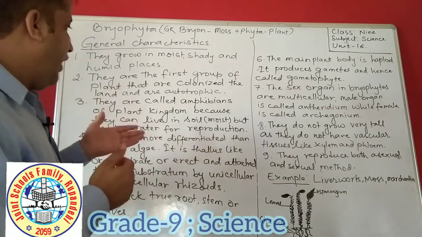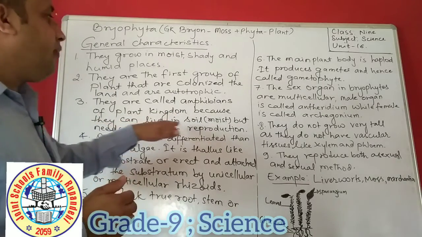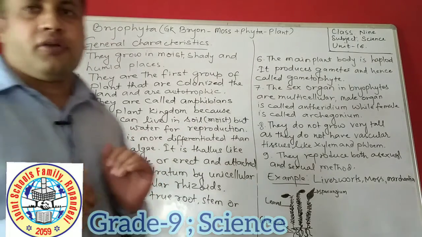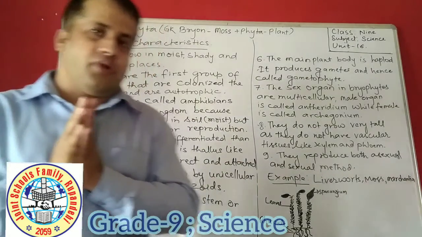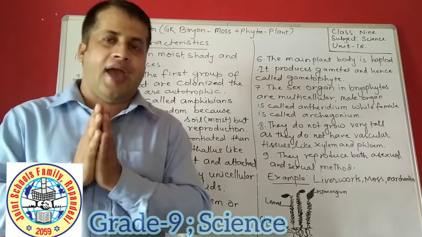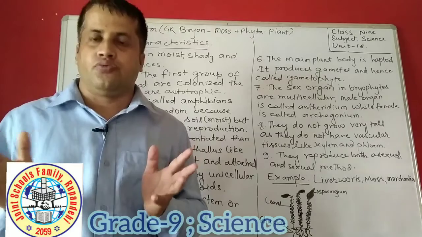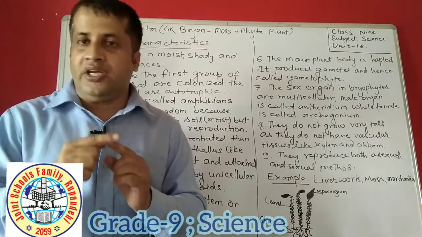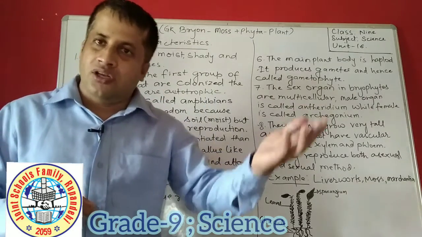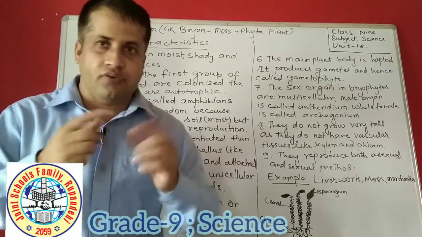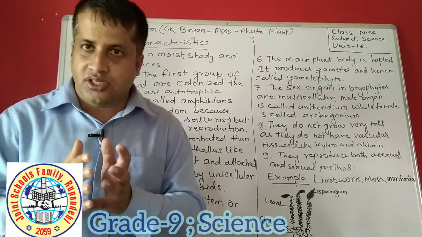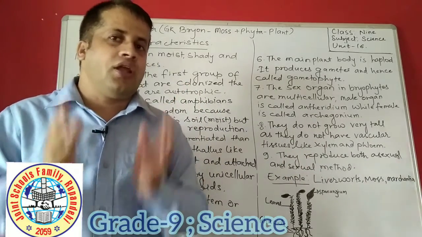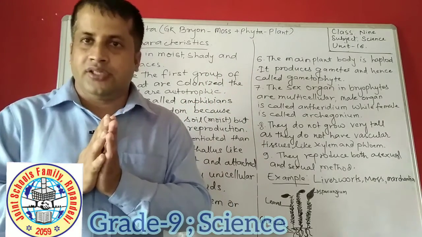They are called the amphibians of the plant kingdom because they can live in soil which is moist but need water for reproduction. During their reproduction, if they do not have water, they cannot reproduce. For reproduction, water is a must. That's why their life cycle completes in water and on land, as it requires water for external fertilization, and they grow in the soil. So that's why they are called the amphibians of the plant kingdom.